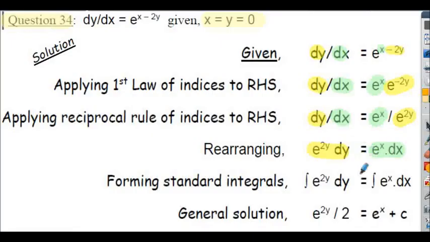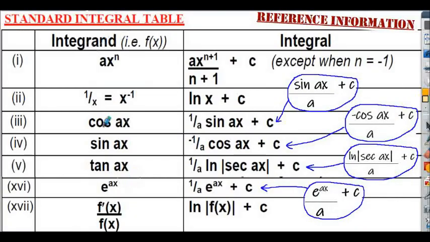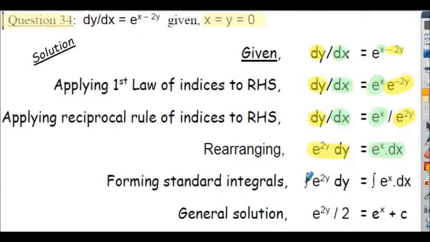Both are standard integrals here, referring to our integral table. This is the standard form we'll be using, shown on 2 lines here for reference. So on the left hand side, integrating e to the 2y with respect to y becomes e to the 2y divided by 2. And on the right hand side, integrating e to the x with respect to x becomes e to the x, and I put the plus c on the right hand side. So that's the general solution, but of course in this case we're given the initial condition, so we now need to apply that to find the particular solution.